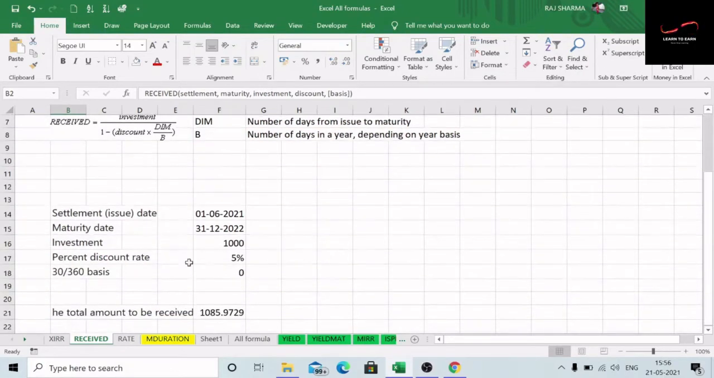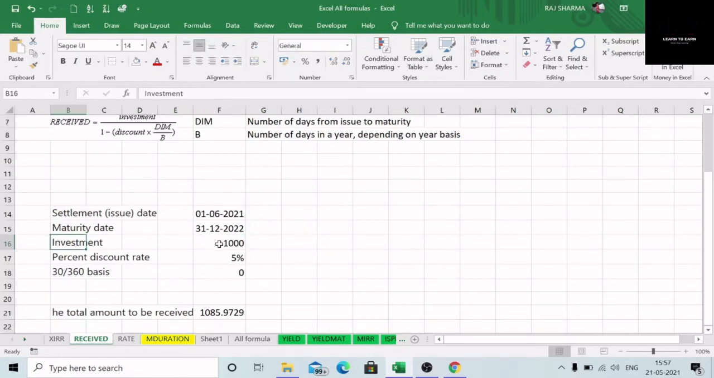Now let us understand it by an example. Here is a case. A security has been issued and the settlement date of the security is 1st of June 2021. The settlement date is the date when the buyer has acquired the security. The issue date can be prior to the settlement date. The maturity date of the security is 31st December 2022.